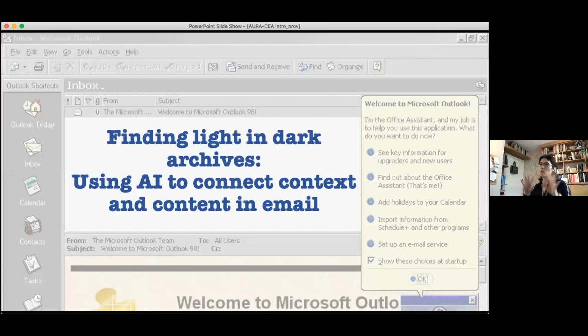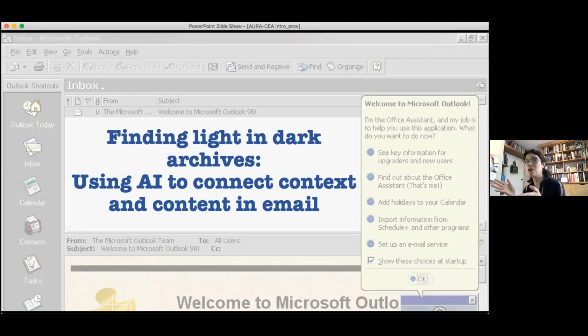So we called this talk Finding Light in Dark Archives because we felt that the archive we work with is sort of partially open but not really very accessible to users. And I think this is one of these issues around email archives that I'm sure everybody here is very familiar with. In the background, you can see Microsoft Outlook 98. So quite a bit of our emails would have been sent in that environment. So they are around 20 years old.